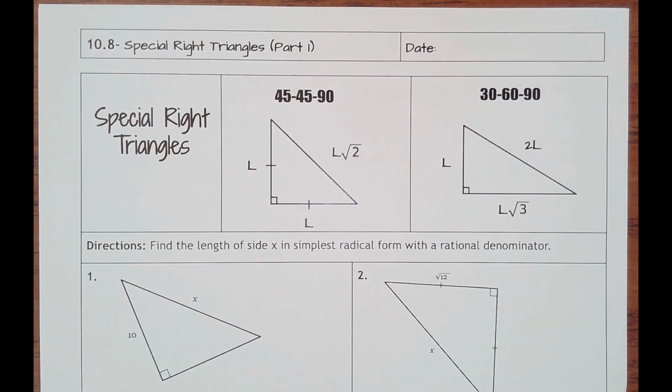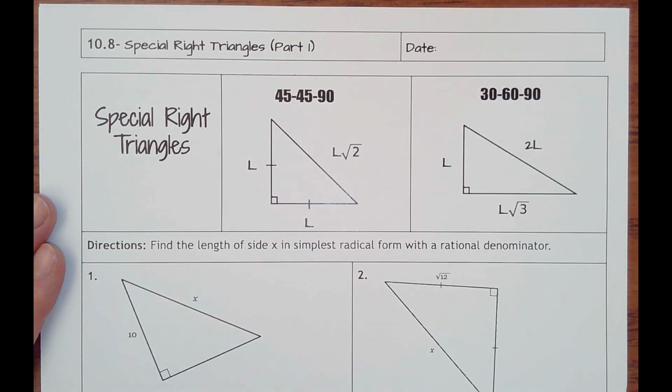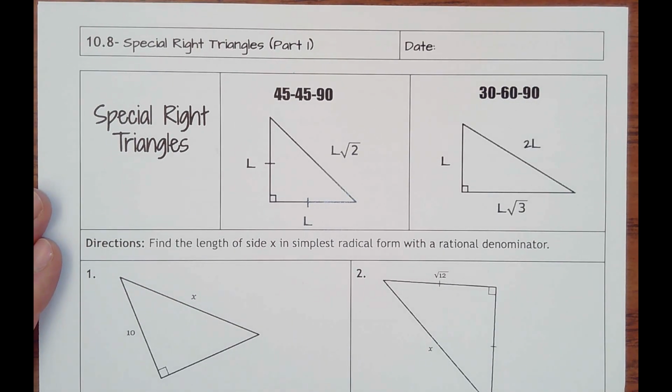Lesson 10.8, Special Right Triangles, Part 1. I've split this up into 2 days because this is something that kids usually struggle with, and I particularly remember struggling with it when I was in school. But I think I've found the hopefully easiest way to figure these out. They just take a little bit of labeling on your picture, and then it makes it way easier.